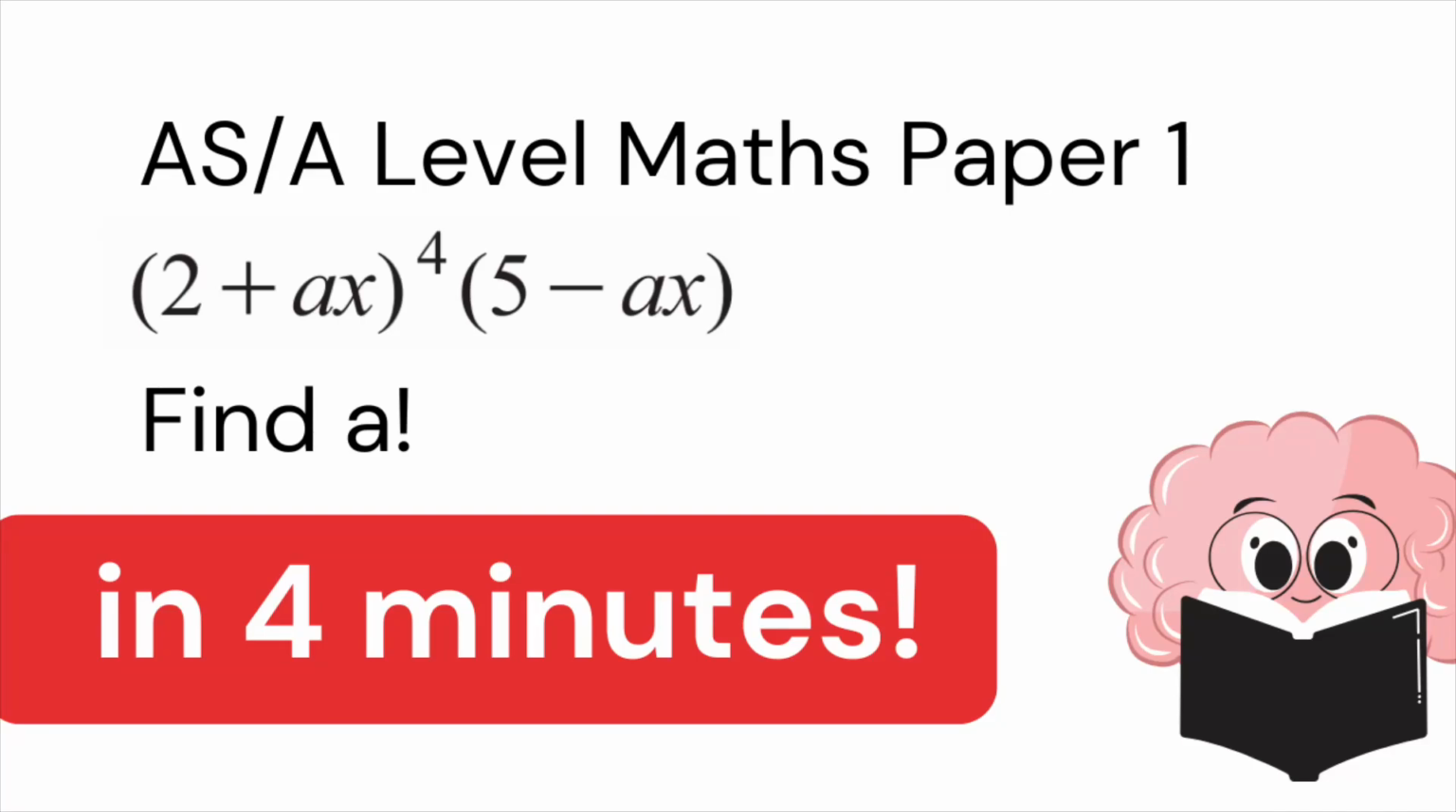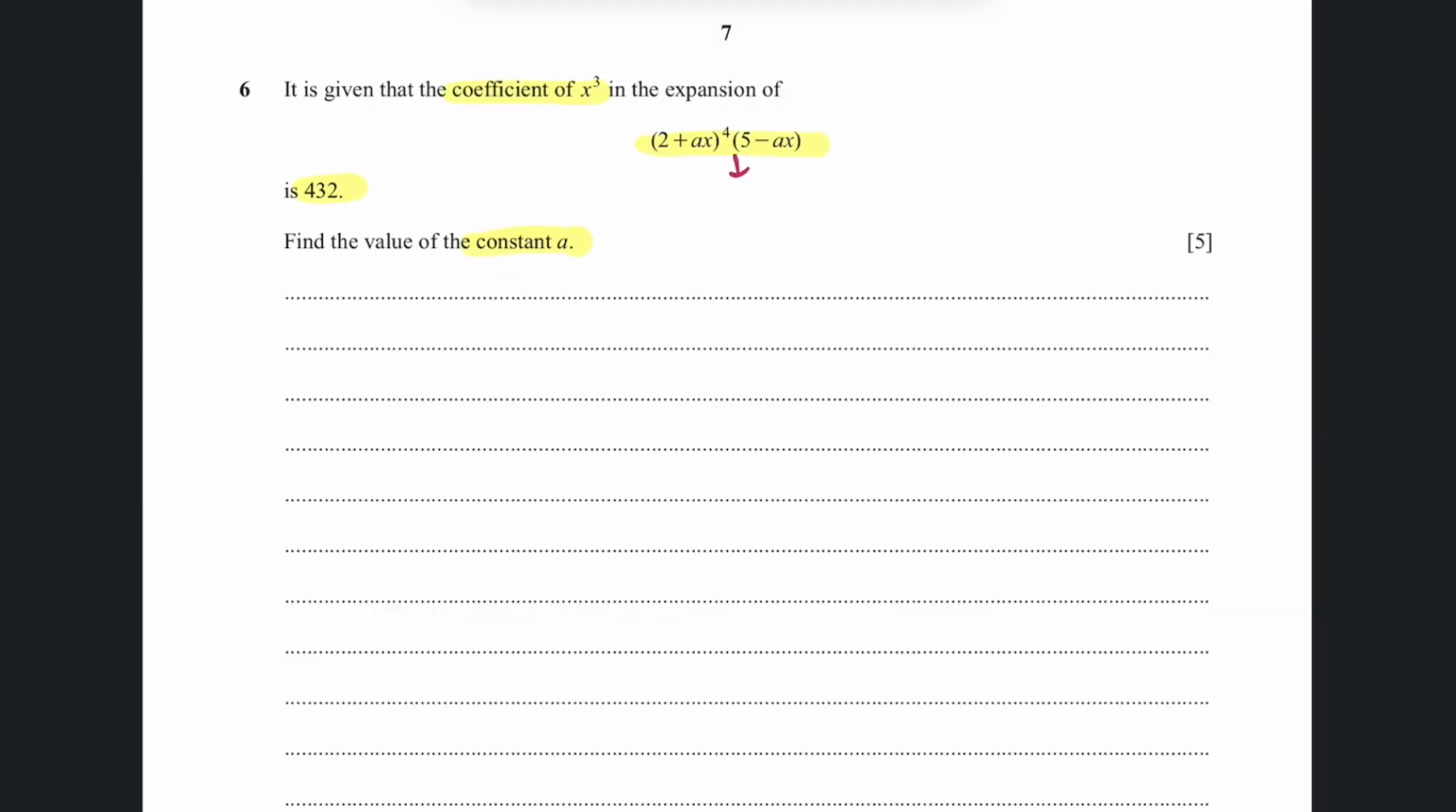Let's work on an A-level math, Pure Mathematics 1 exam question. We know that the coefficient of x cubed in (2 + ax)^4 times (5 - ax) is 432. We need to find the constant a. So we know that we are going to use binomial expansion.